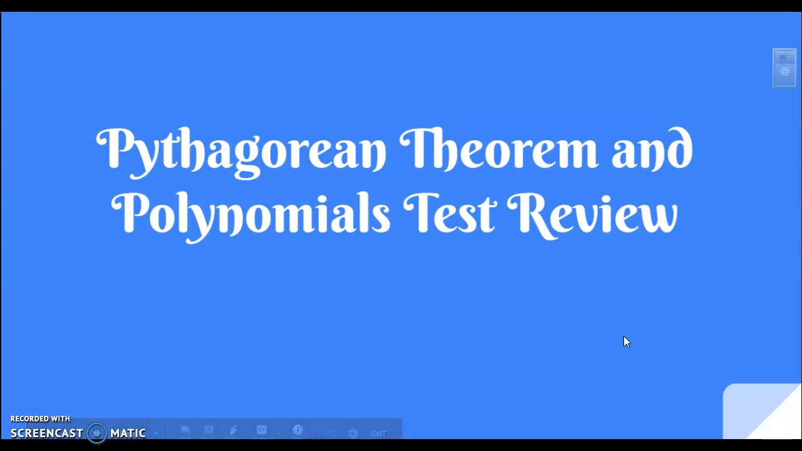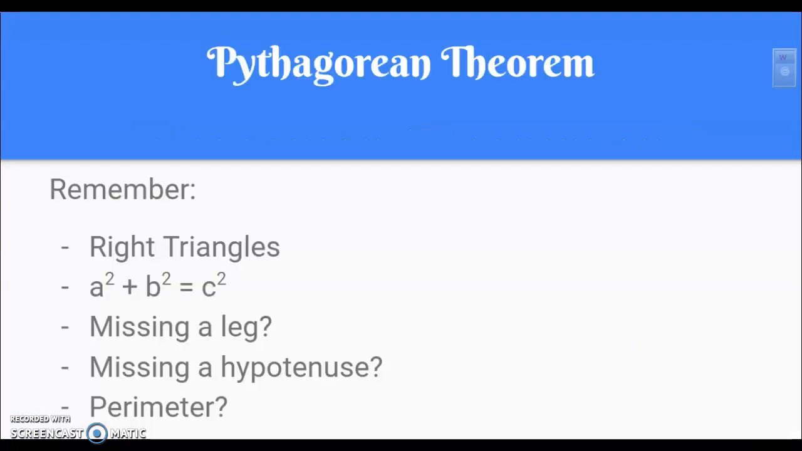All right, this is the Pythagorean theorem and polynomials test review. So some things about the Pythagorean theorem. Please remember it only deals with right triangles. The formula is a squared plus b squared equals c squared.